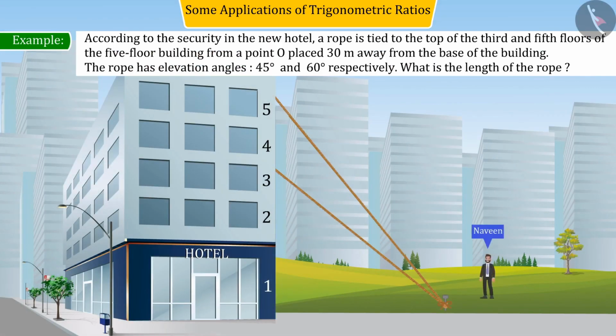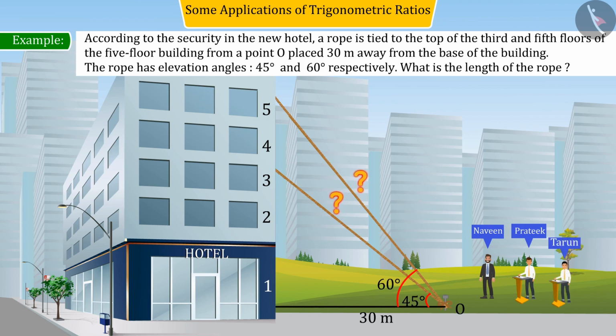According to the security in the new hotel, a rope is tied to the top of the 3rd and 5th floors of the 5-floor building from a point O placed 30 meters away from the base of the building. The rope has elevation angles from point O at 45 degrees and 60 degrees respectively. But Naveen does not know the length of the rope used for this.